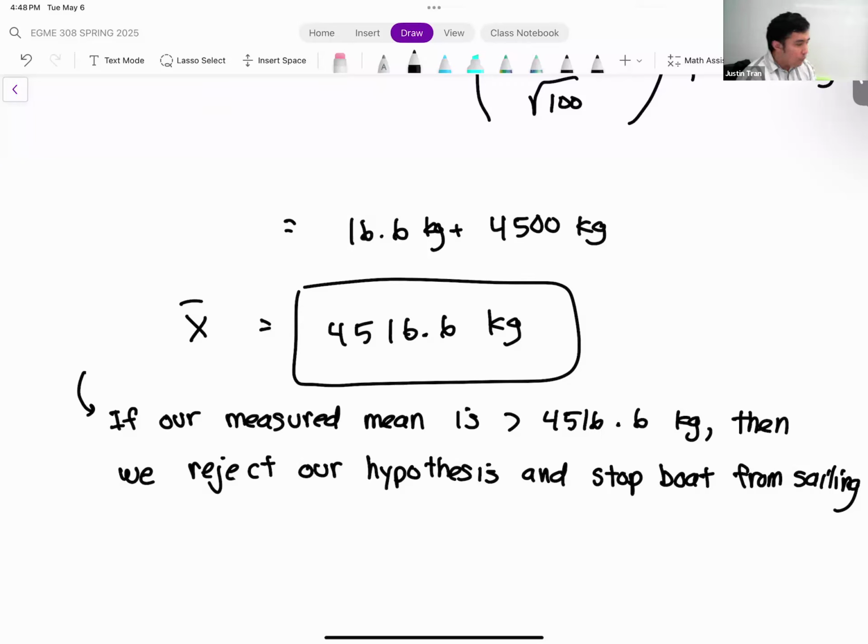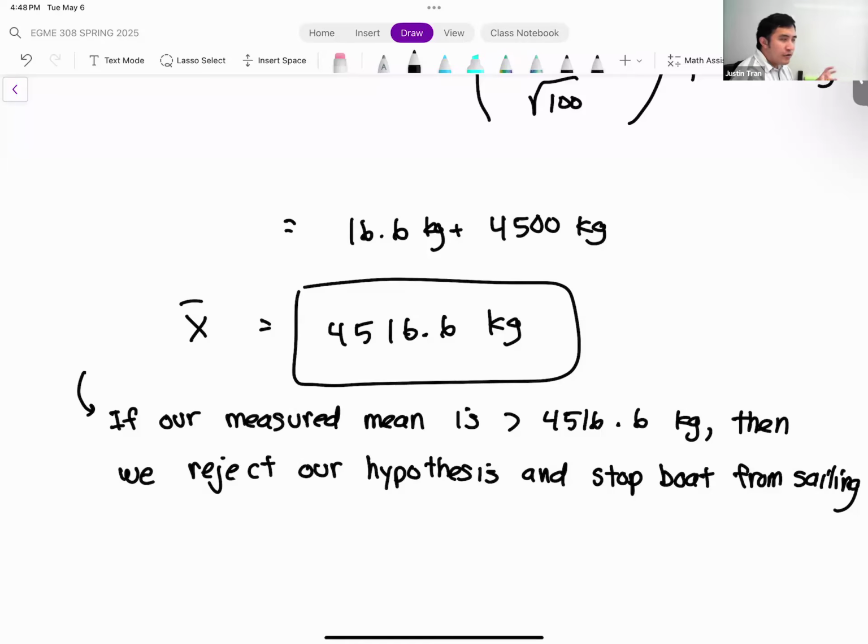Okay. So hopefully that gives you a more practical example of how to use this hypothesis test. The idea is, you're going to compute these thresholds and then compare the threshold to the actual measured mean that you get.